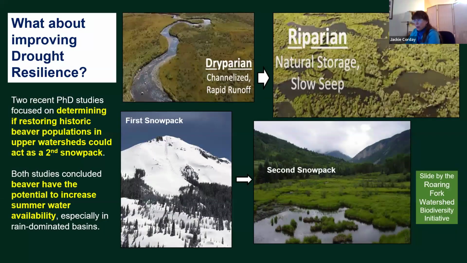So what about improving drought resilience? When I did my research on the science out there on low-tech process-based restoration, I came across 2 PhD studies focused on determining if restoring historic beaver populations in upper watersheds could act as a second snowpack. You know how important that first snowpack is to us. If we had this as the second snowpack, couldn't that improve our resilience to drought? And the answer is yes, it definitely can, especially in rain-dominated basins, was what both studies found.